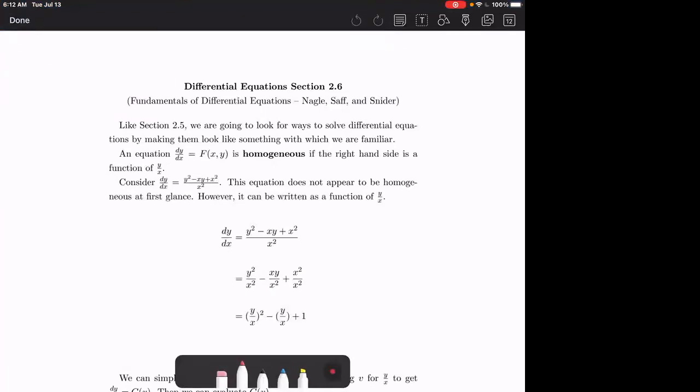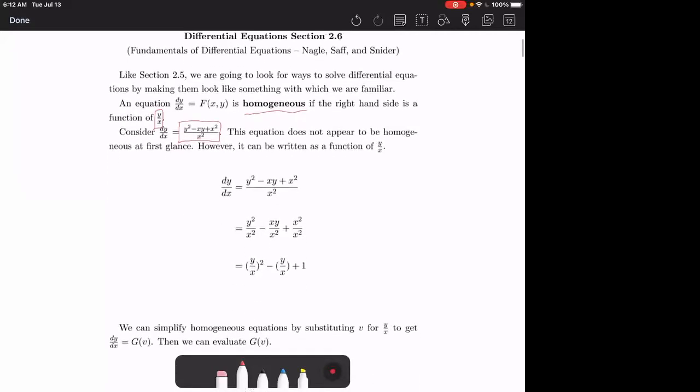So an equation dy/dx equals f is homogeneous if the right-hand side can be written as a function of y over x. We're going to jump straight into an example to explain this. So consider dy/dx is equal to (y squared minus xy plus x squared) divided by x squared. This equation does not appear to be homogeneous at first glance. However, it can be written as a function of y over x. So we'll go over that simplification here.